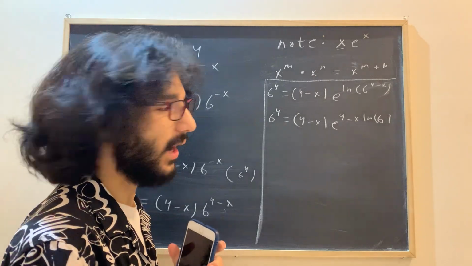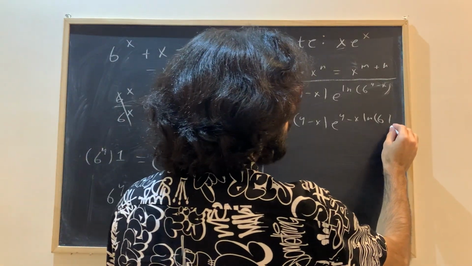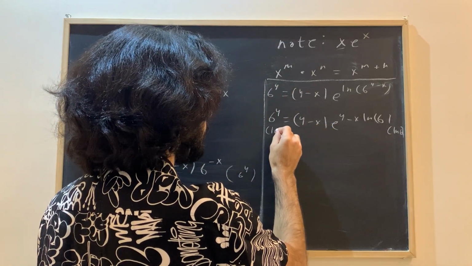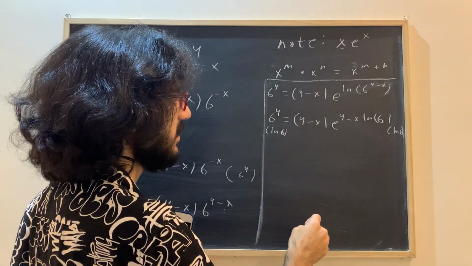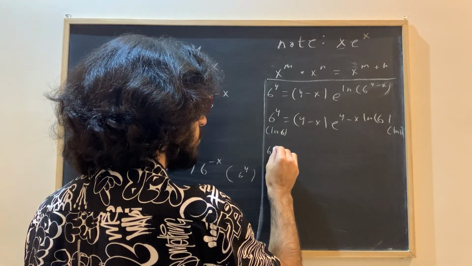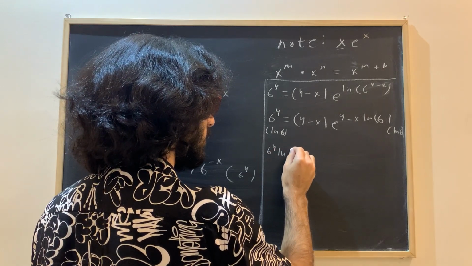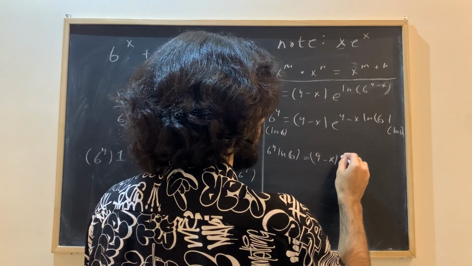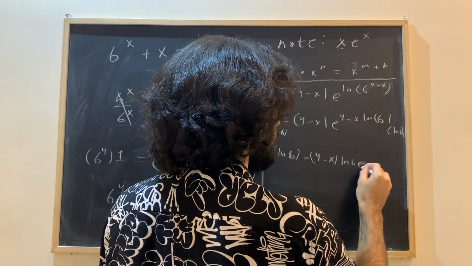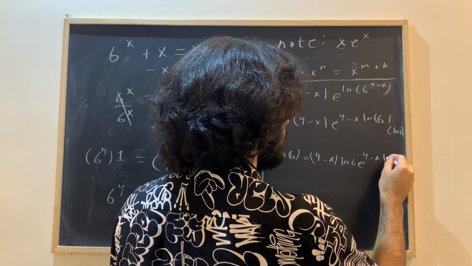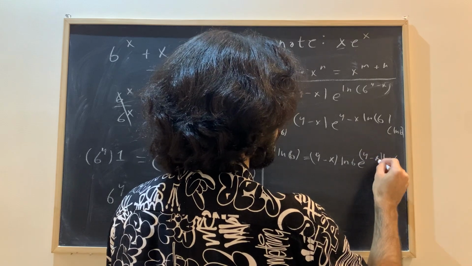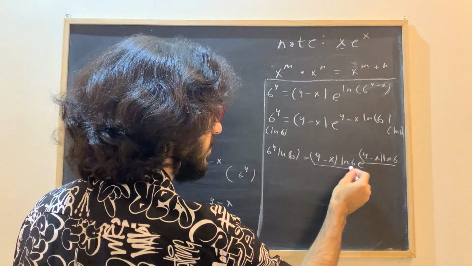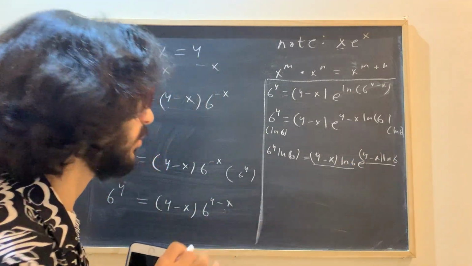And that's fine. Why? Because we can just multiply by ln 6 on both sides, which in the end gives us 6 to the 4 ln 6 equals 4 minus x ln 6 e to the 4 minus x ln 6. And now this and this match. These two match, which is exactly what we need.